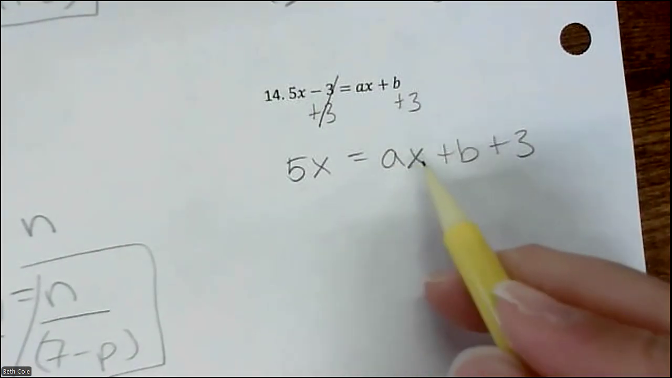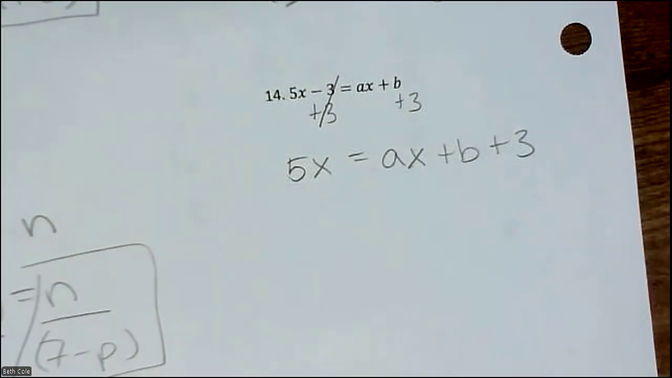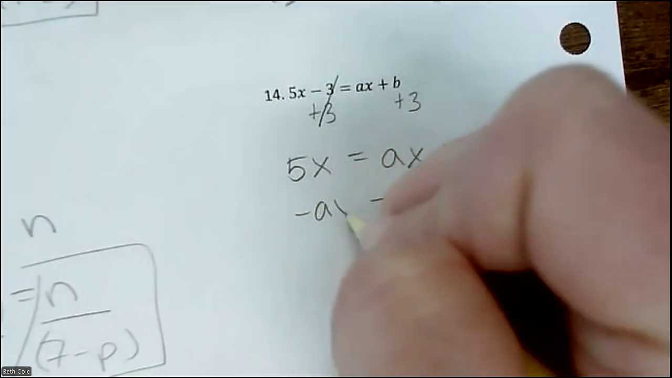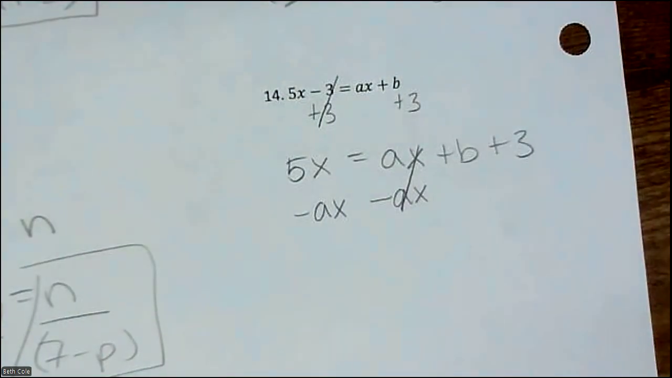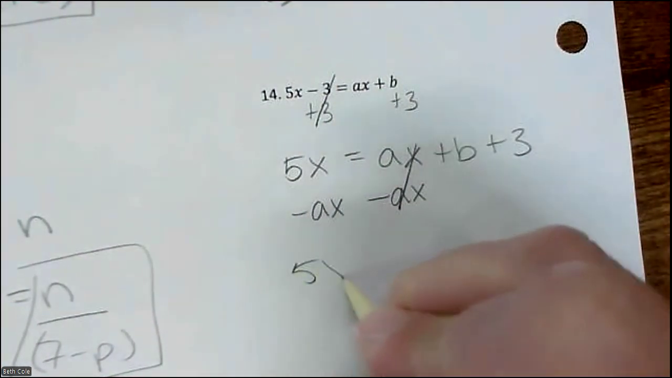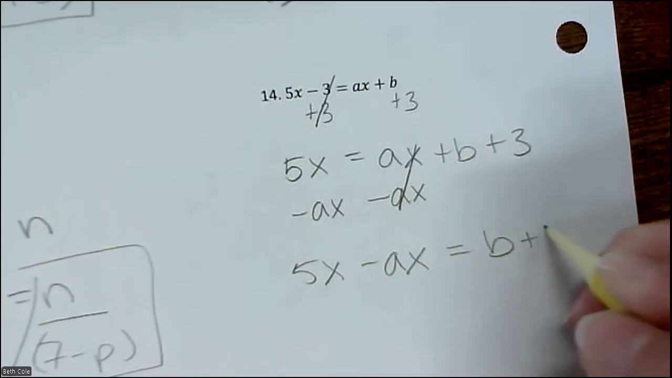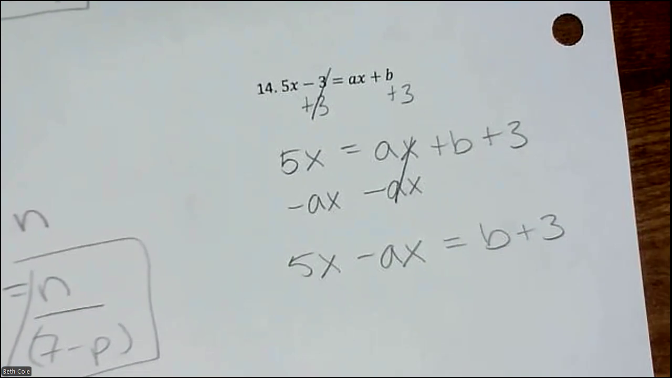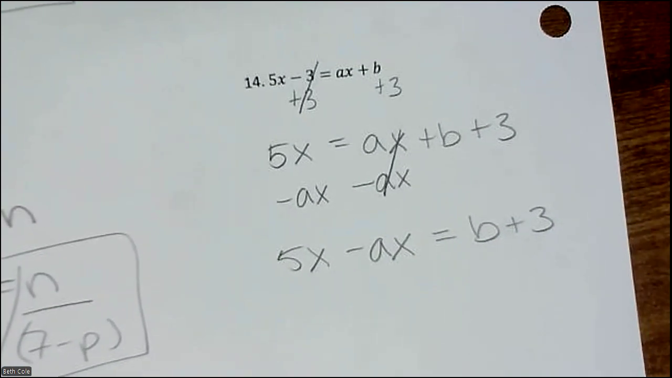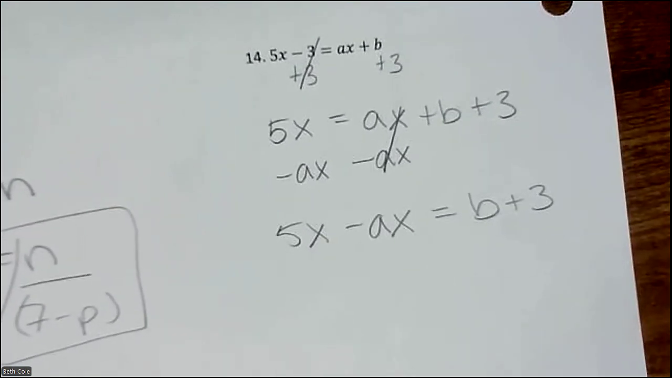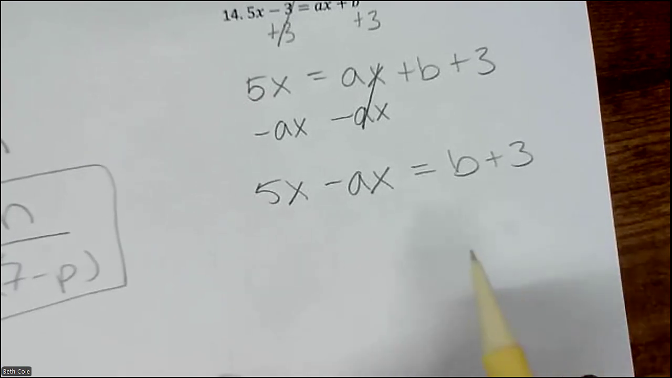And then we have to get all the x's to the same side. Algebra is just moving stuff. You're just like, I'm just going to move this over here and move that over there. So we're going to subtract the ax to the other side. So it'll be 5x minus ax equals b plus 3. You're just going to leave everything else alone. Now it's back like 11 and 12. So what is your next step?